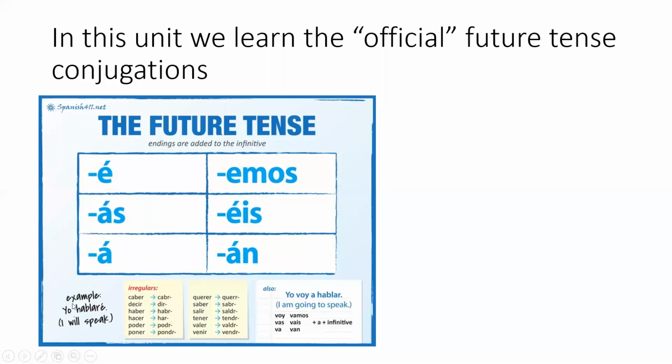So here's a little example right here. Hablaré means I will speak. There are a few irregulars, and it might be worth taking a moment to pause the screen and write these down. I know they're presented in your unit as well, and they're ones that don't follow this chart. You have to memorize the stems of the verbs, and there are a few that pop up throughout the unit on the tests and quizzes and writing.